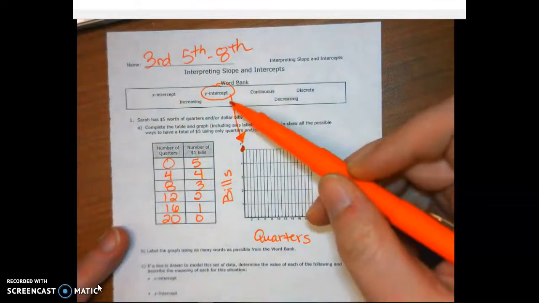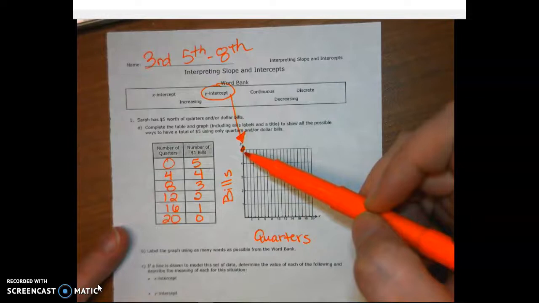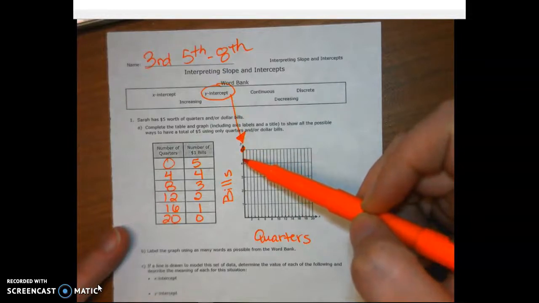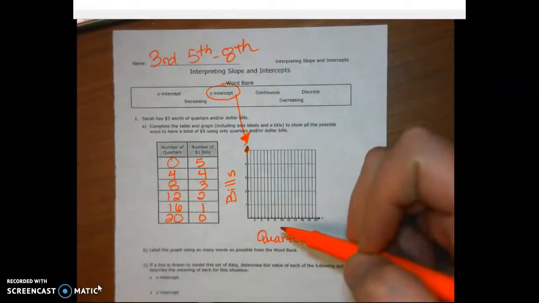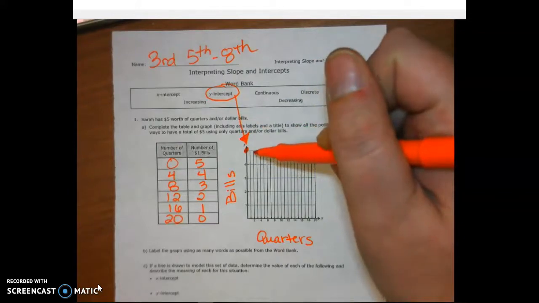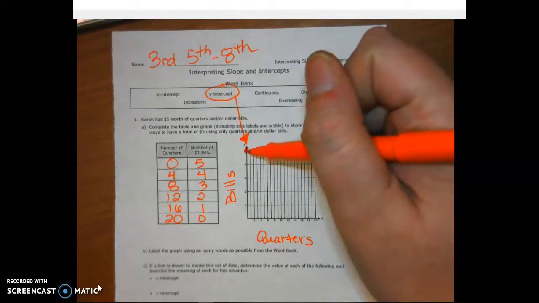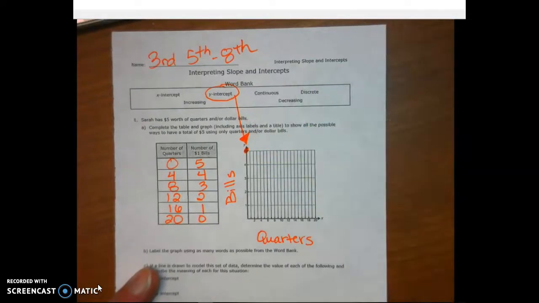And just like the favorite sport in the world, football, interceptions happen, okay? That's when you cross the line, you steal the ball, and you go and take it, and you make points all on your own, and you're a hero. Well, in math, you have an intercept when you cross an axis line. So this graph is crossing the axis line where y equals 5. So that is our y-intercept, okay?